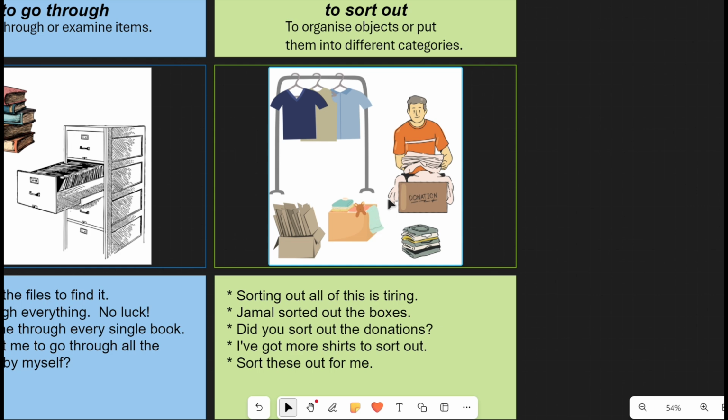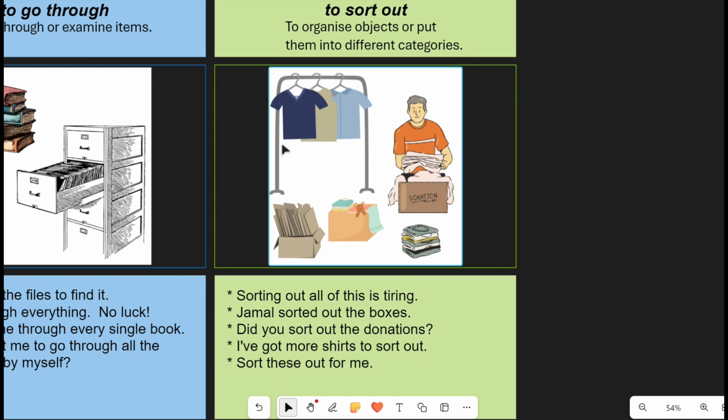He's sorting out the things maybe he wants to keep from the things he wants to donate. So someone's asking, did you sort out the donations? Next up, we've got the present perfect. I've got. This is have got. I've got more shirts to sort out.